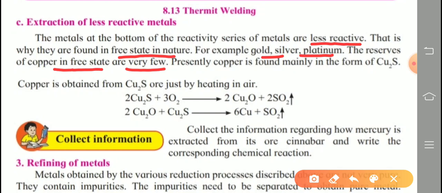Reserves of copper in a free state are very few. Presently, copper is found mainly in the form of Cu2S, that is copper sulfide. How to obtain the metal copper from it? We learn about the extraction of this less reactive metal copper. Copper is obtained from Cu2S, copper sulfide, just by heating in air.